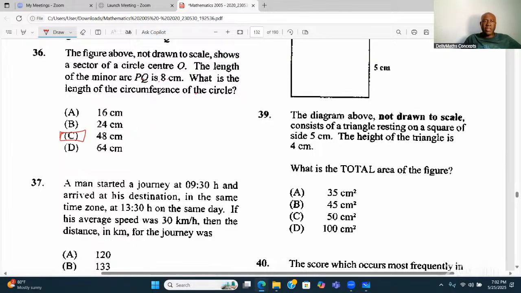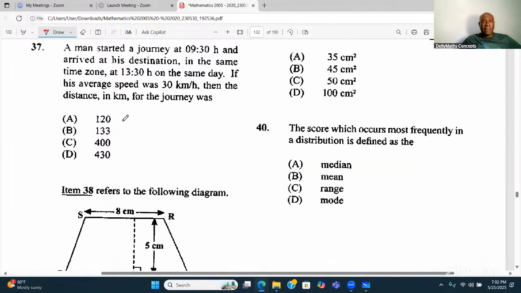All right, let's take a look at number 36. For 36, it says the figure above, not drawn to scale, shows a sector. Oh, I picked 36 already. 37 is where we're at, my bad. A man starts a journey at 9:30, all right, and arrived at his destination in the same time zone at 1:30. So this is like 9 in the morning, and then it's 1 in the day, right? So 9:30 to 1:30, same day. If his average speed is 30 kilometers per hour, the question is then the distance for the journey would be what? What we need to do then is to find out how many hours did this man travel.